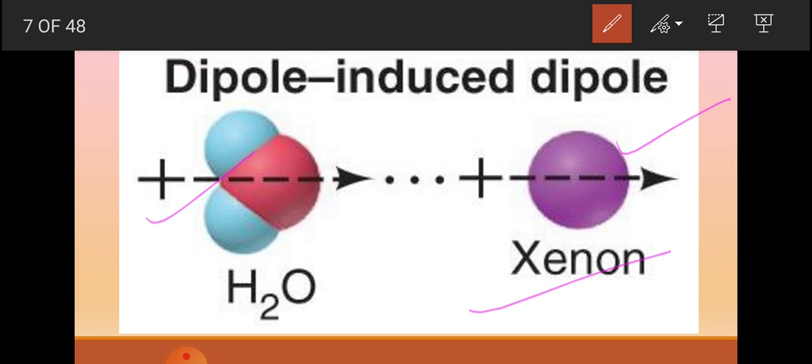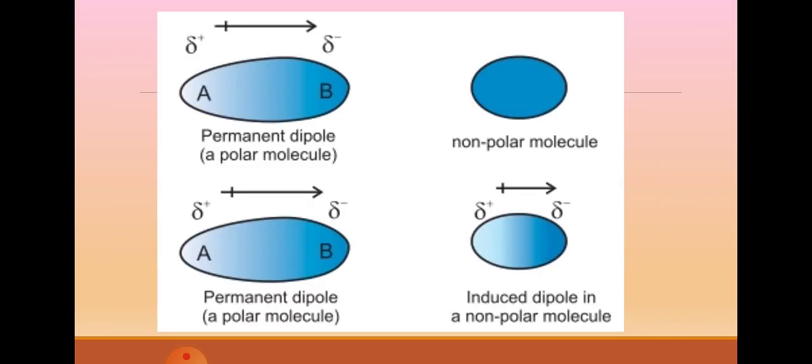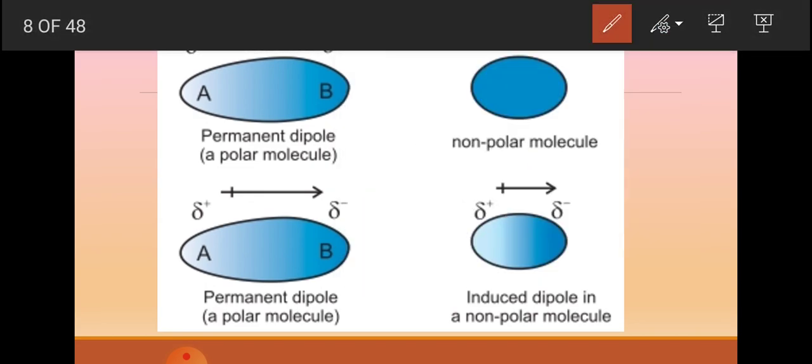The attractive interaction between an ion and the induced dipole is called ion-induced dipole interaction. And the attractive interaction between the polar molecule and the induced dipole is called dipole-induced dipole interaction. The ease with which an atom's or non-polar molecule's electron cloud can be distorted is called its polarizability. With this template also you can understand. Permanent dipole, a polar molecule, when it is kept near the non-polar molecule, it is inducing and making it also polar.